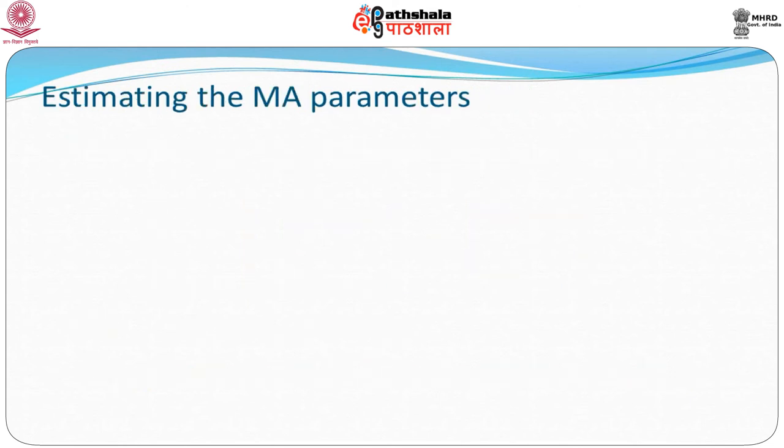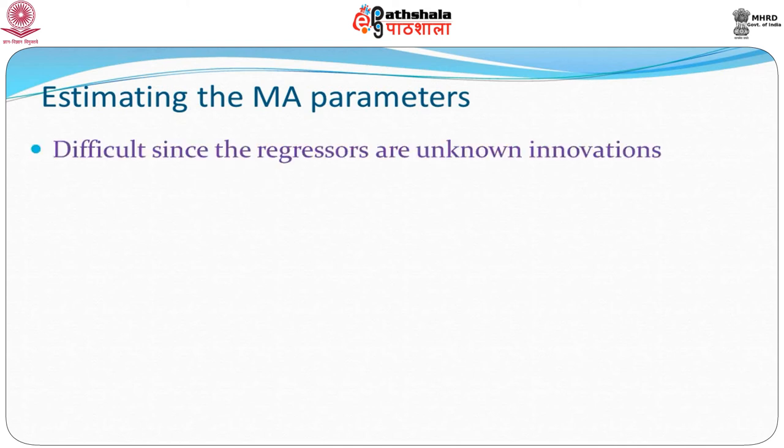Now, let us look at how we can estimate the moving average parameters. These are much more difficult because if you look at the moving average, it has unknown parameters beta j's on the right hand side, as well as the innovations which are unknown, the epsilon t's, you call it the errors or innovations or white noise, these would be unknowns. So, it has nothing on the right hand side to bank upon like we had for the autoregressive model. So, how to do this?